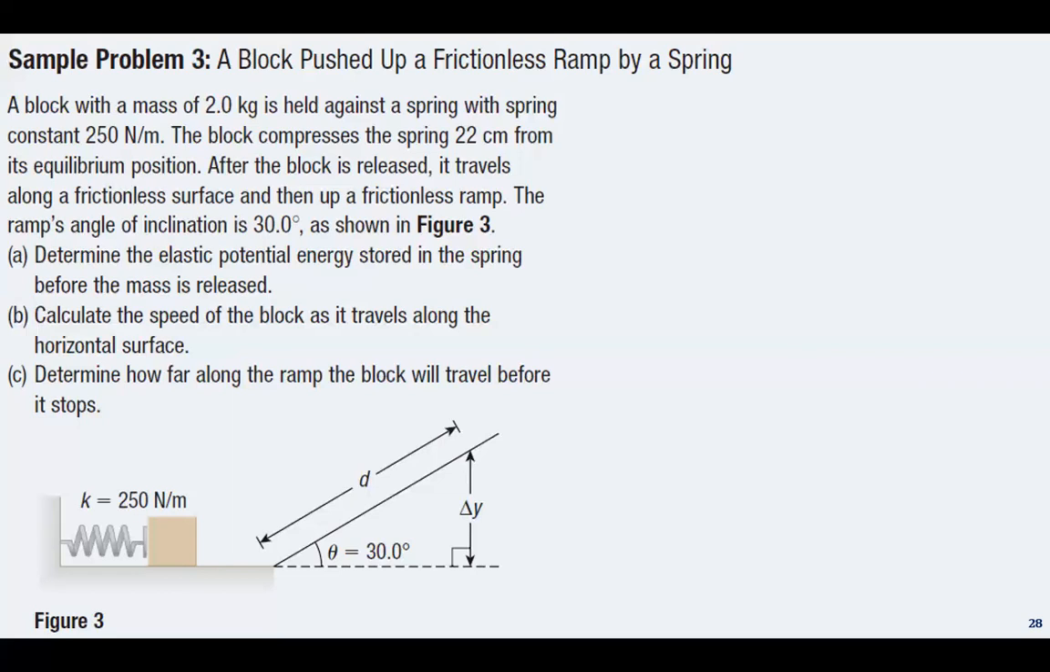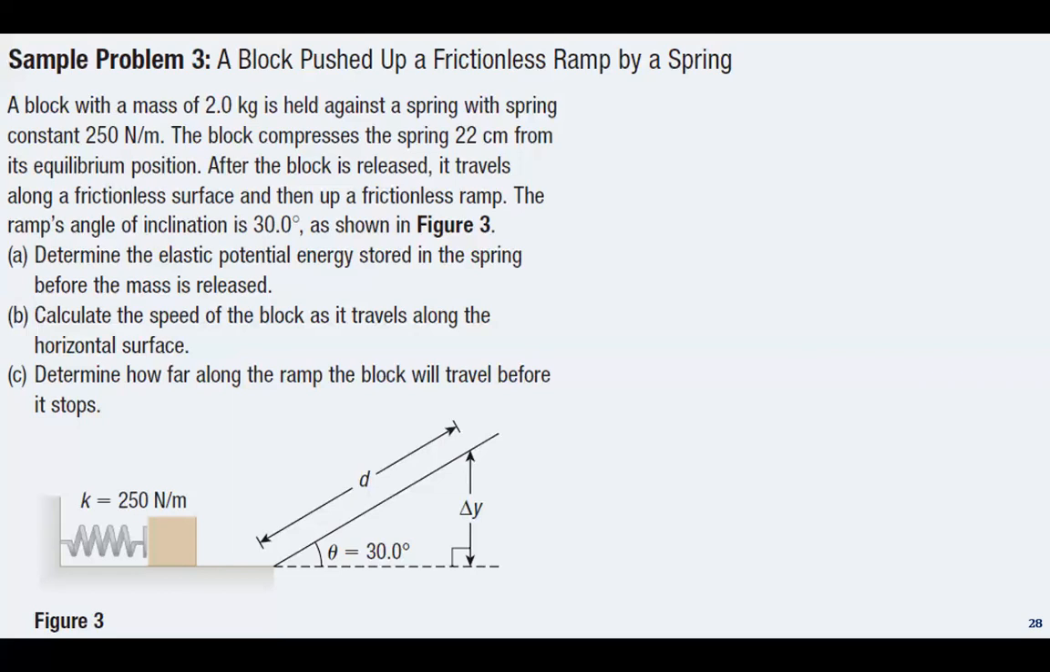All right, any thoughts on this? Sample problem 3. There are 3 questions. A block with a mass of 2 kilograms is held against a spring with spring constant 250 newtons per meter. The block compresses the spring 22 centimeters from its equilibrium position. After the block is released, it travels along a frictionless surface and then up a frictionless ramp. The ramp's angle of inclination is 30 degrees.